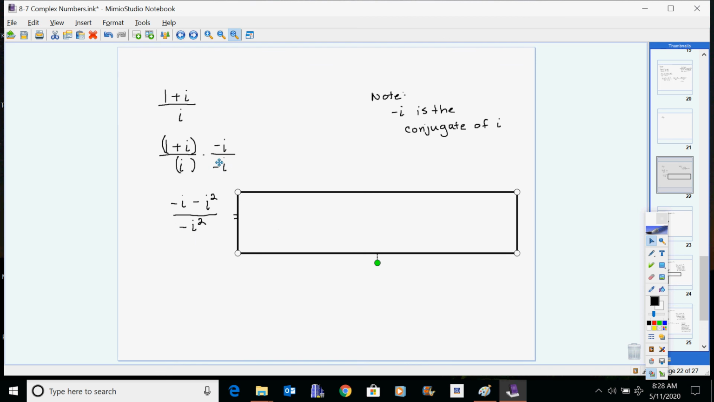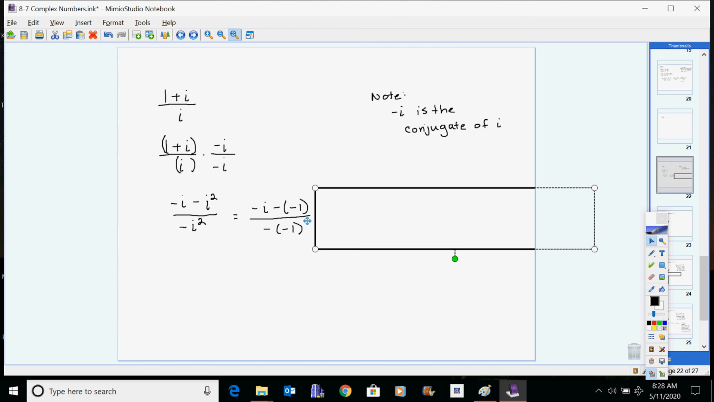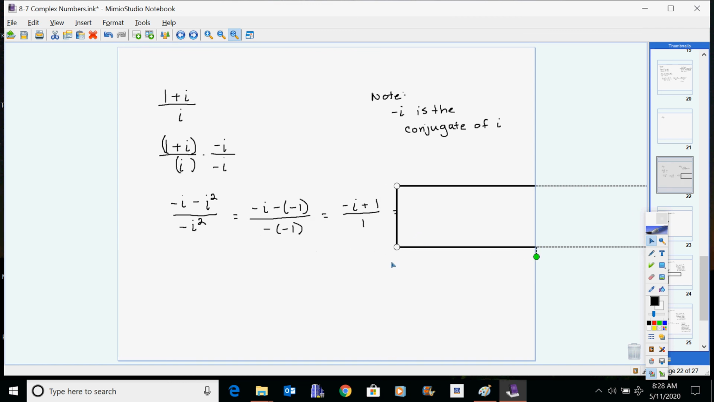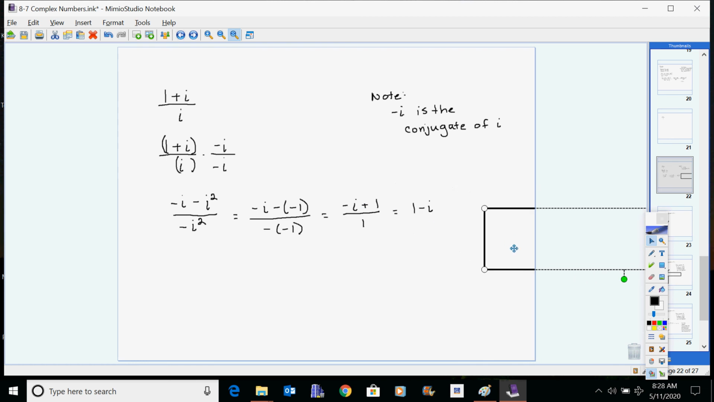Now the reason that we would multiply by negative i is because when we turn that into a negative 1, this turns into a positive 1, which is very convenient because anything divided by a positive 1 is itself. But just remember when you write your final answer to put the real part first and the imaginary part second. So this is 1 minus i divided by 1, which gives you 1 minus i.